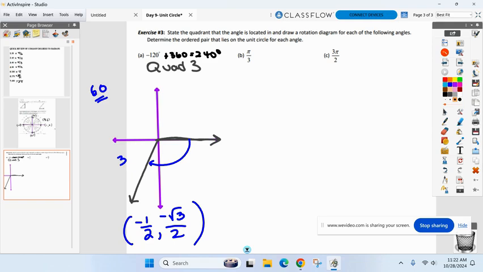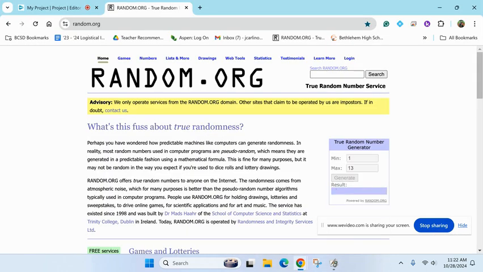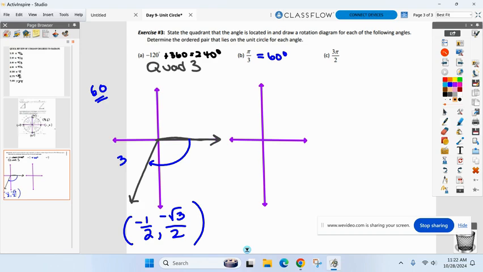Pi over 3. I don't have time to go to the calculator. 60 degrees. Good. Now I say I don't have time to go to the calculator, but if you need to use it, you use it. There's no shame there. All right, quadrant? Amber, 60 degrees. Quad 1.